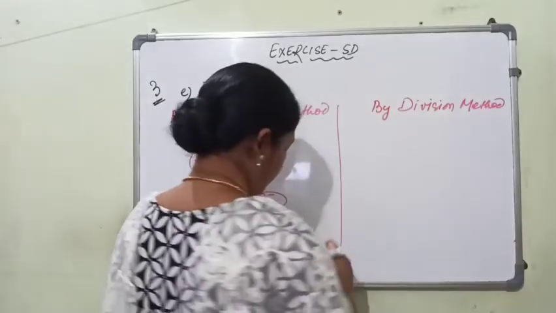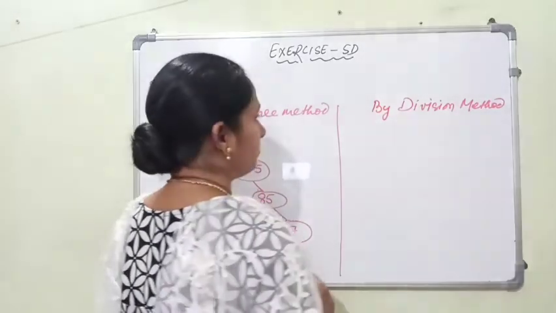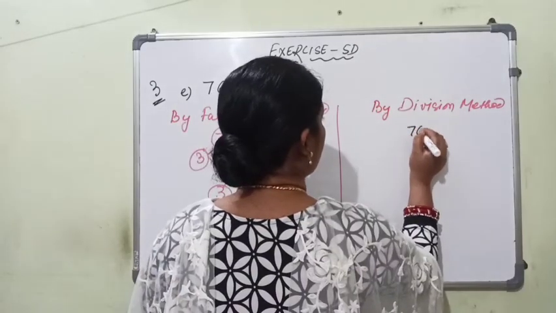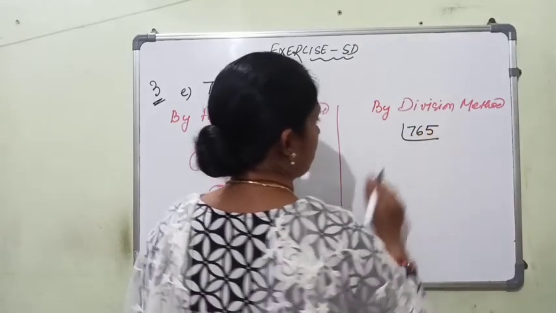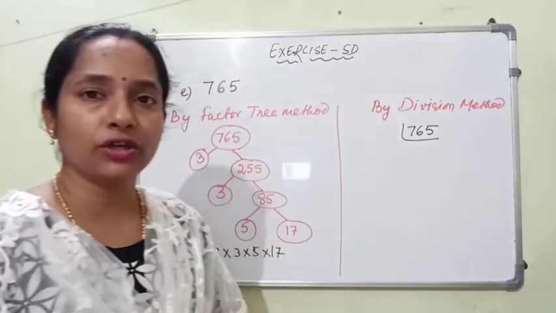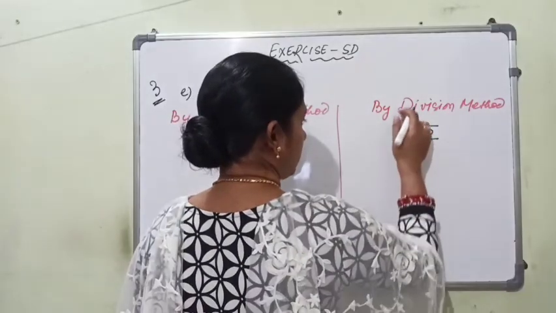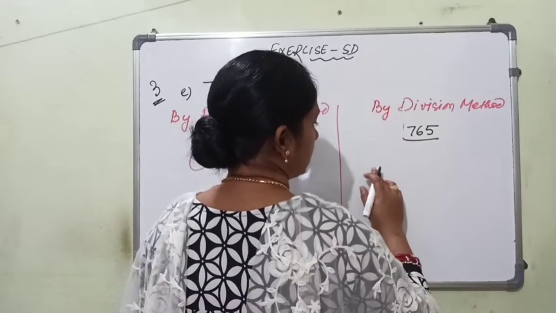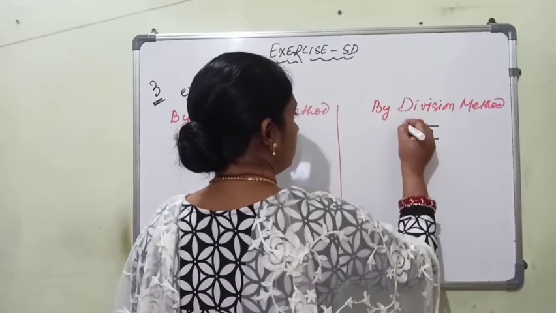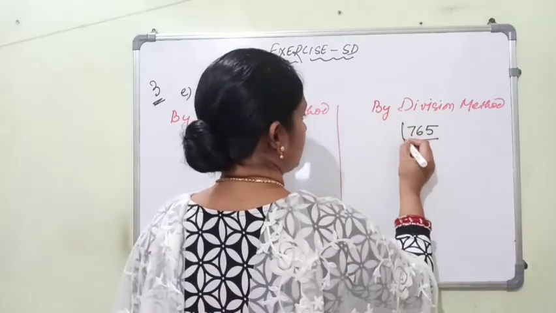So what we will do? We will go for the same number, 765, and use the division method. Here we will adopt the short division method, or as given in your book, you can draw the horizontal and the vertical line to divide them. So here let us do it like this.